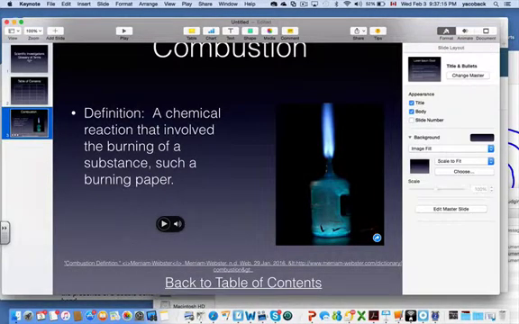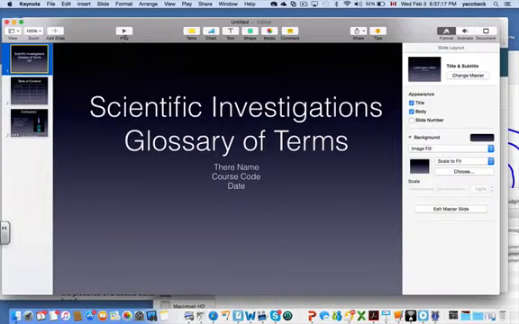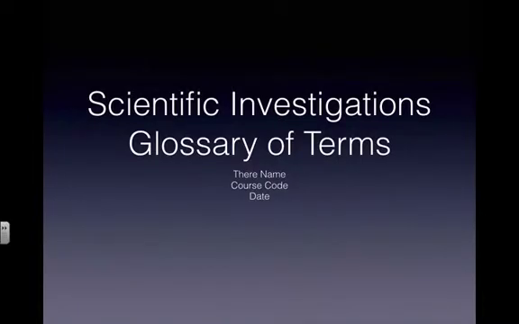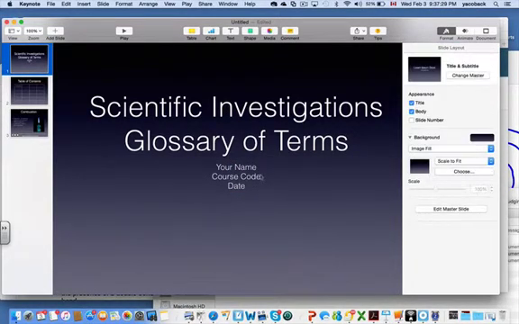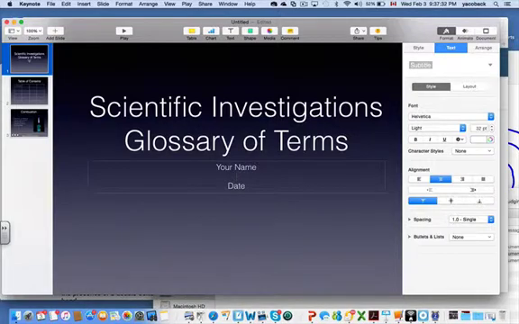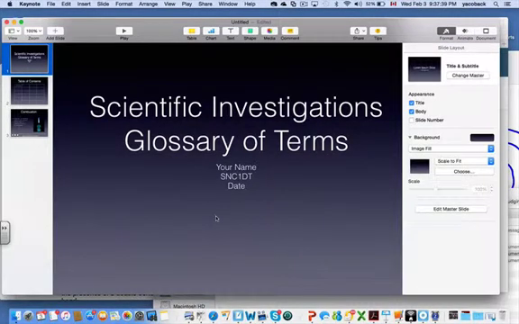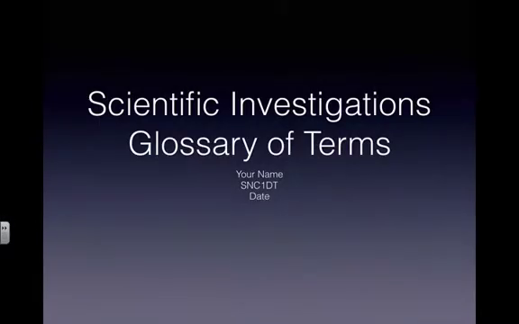So now if I run this from the beginning, there's my title slide. I should have my name there. It should say your name, not their name, rather, and that's not the correct version there, but your name and course code. The course code is going to be SNC 1DT or possibly DE, depending on whether you're in Mr. Group's split class or Mr. Jakubak's pure STEAM class.